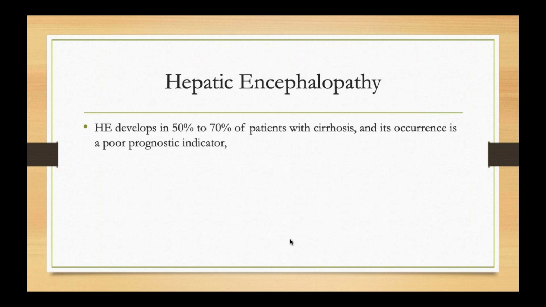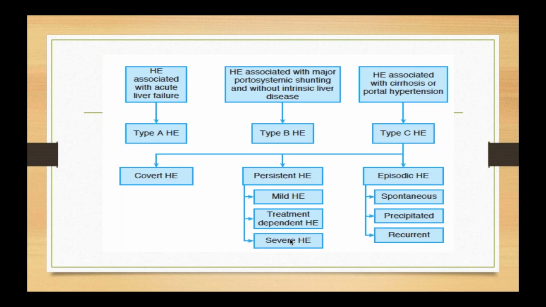Now coming to hepatic encephalopathy, that is another manifestation you see in cirrhosis quite commonly. It occurs in 50 to 70% of patients with cirrhosis, and it is also a poor prognostic marker. There are three types of hepatic encephalopathy, we can say type A, B, C. A is associated with acute liver failure. B is associated with portosystemic shunt, and type C is associated with cirrhosis. B, you can remember bypass. Shunt basically means you are bypassing the liver, like in TIPS. Type C is cirrhosis. Type A is acute liver failure.